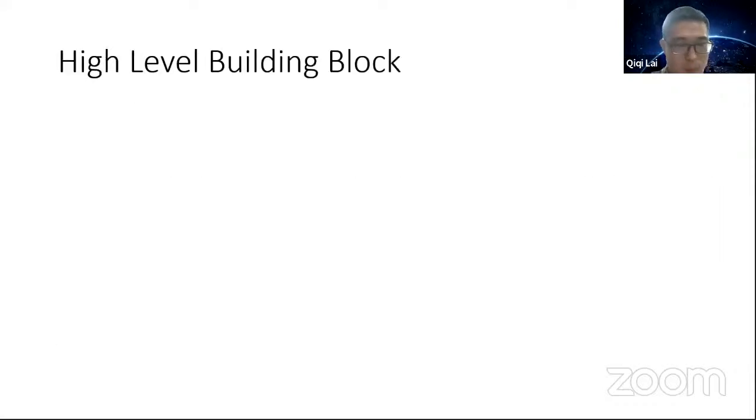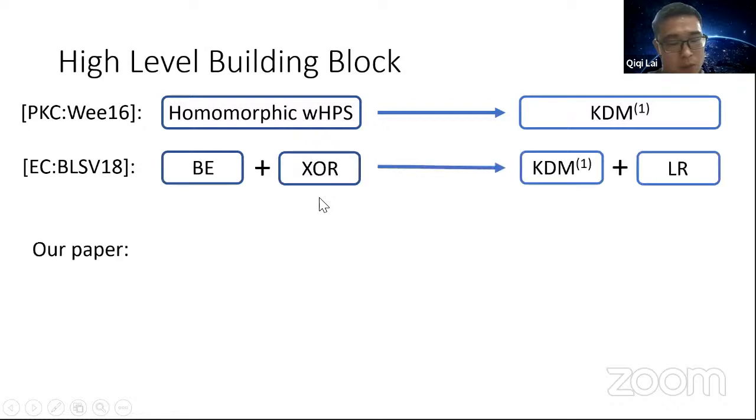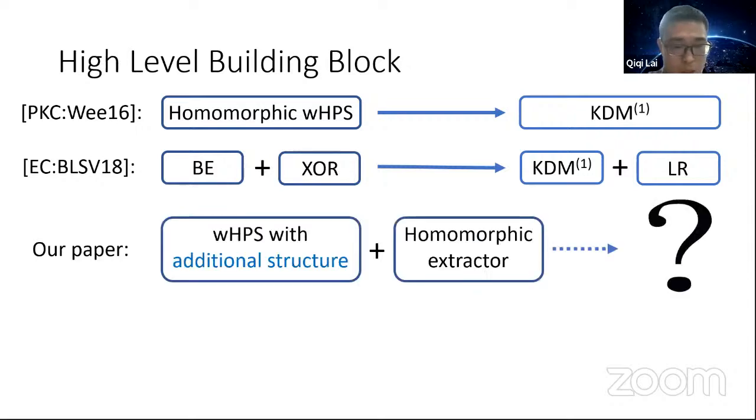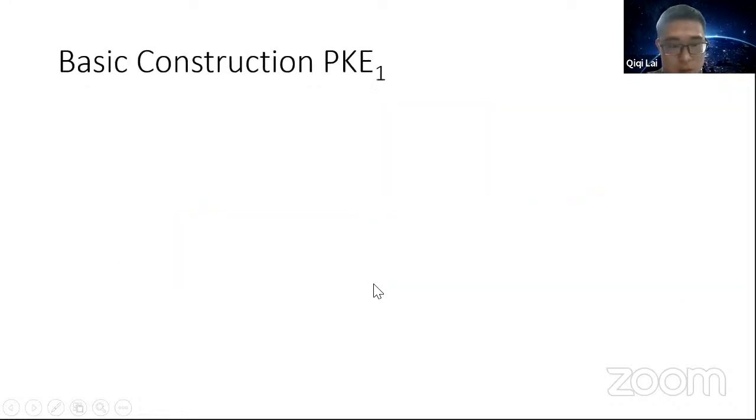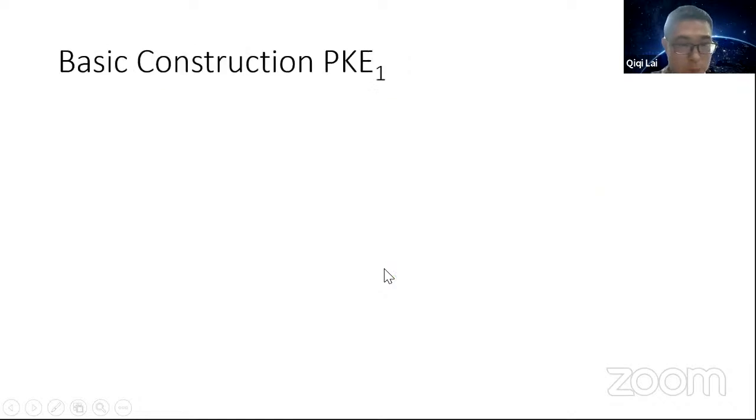In order to introduce our technique more clearly, I adopted the following framework view. First, this paper tells us that homomorphic WHPS implies KDM1 security. Second, the paper by Preprocessing et al. tells us that batch encryption plus XOR operation implies KDM1 security and leakage resilience. Inspired by those two papers, we consider whether we can get much better KDM secure constructions from WHPS with additional structure and homomorphic structure. Of course, due to time limit, the detailed introductions of building blocks are deferred to the paper.